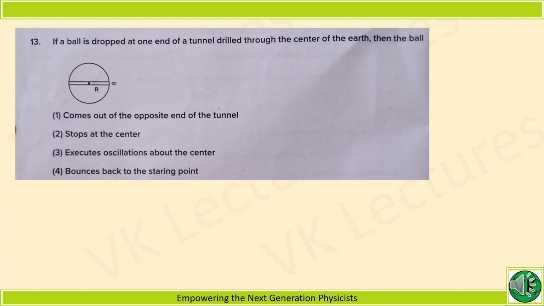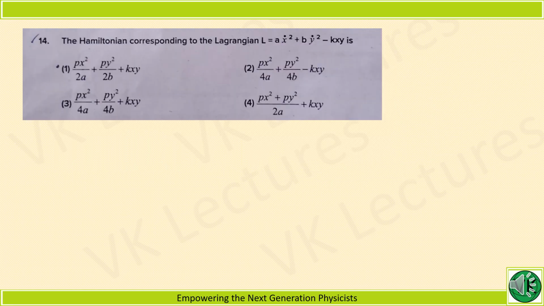If a ball is dropped at one end of a tunnel drilled through the center of the earth, then the ball will execute oscillation about the center. The option is option 3. The Hamiltonian corresponding to the Lagrangian L equal to a x dot square plus b y dot square minus kxy is px square by 2a plus py square by 2b plus kxy.